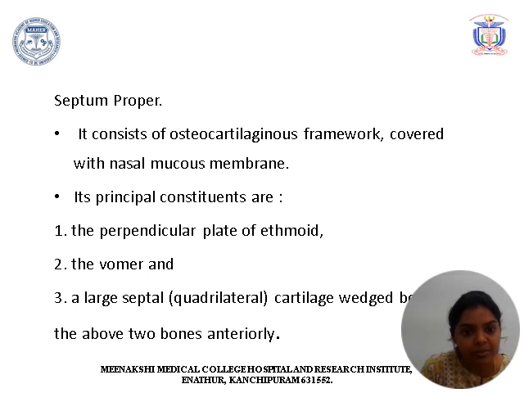So what are the principal constituents forming this septum proper? First is the perpendicular plate of ethmoid, second is vomer, and there is a large septal cartilage part called as quadrilateral cartilage.